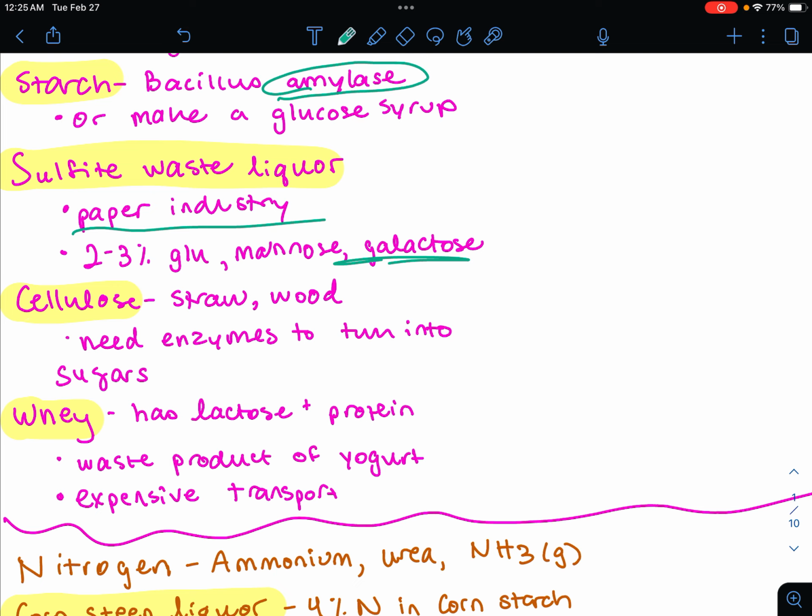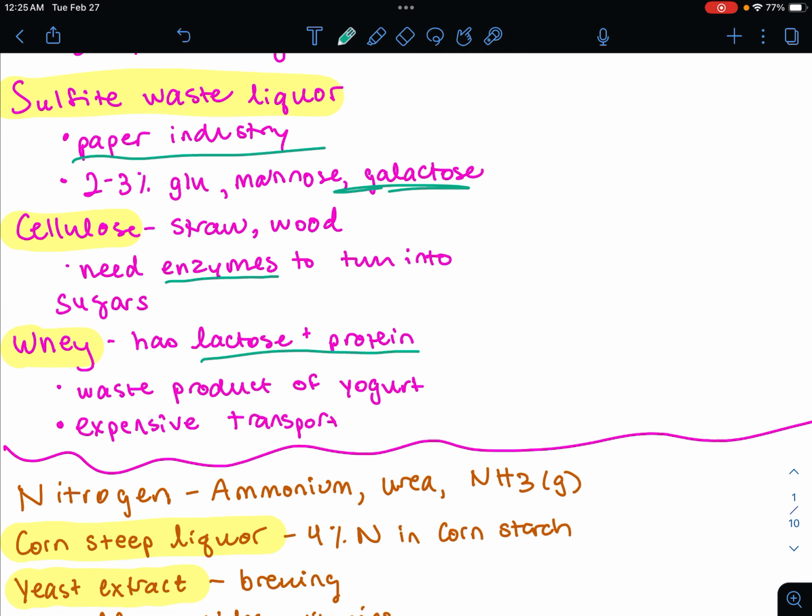Cellulose, we could get that from straw, corn cobs, or wood waste. We would need a chemical or an enzyme to break it down into fermentable sugars. Whey contains a lot of lactose as well as proteins. However, the storage and transport costs make it uneconomical. It's too expensive to transport and too expensive to store, so that's kind of a last resort.